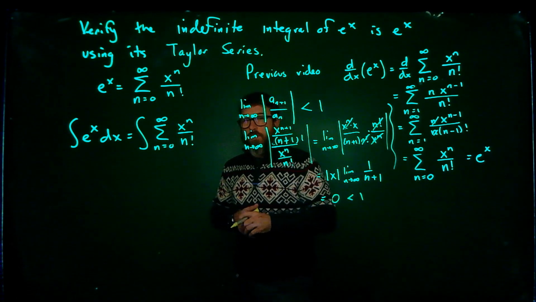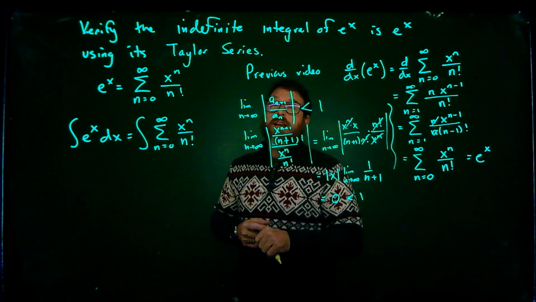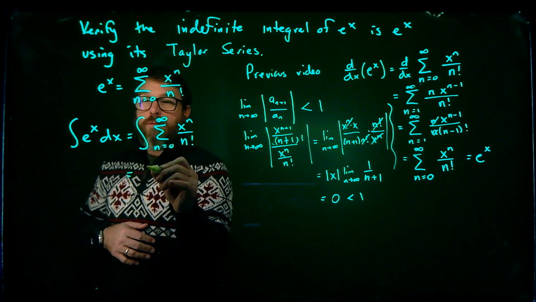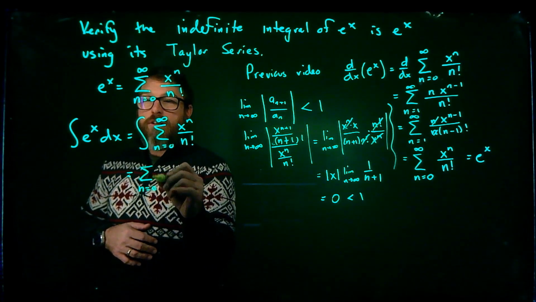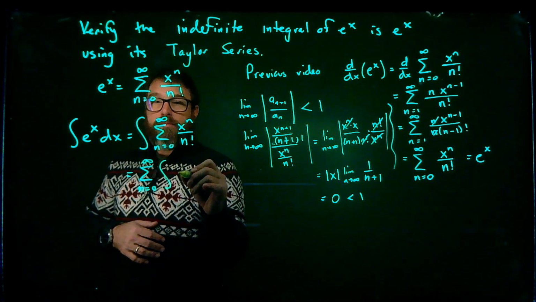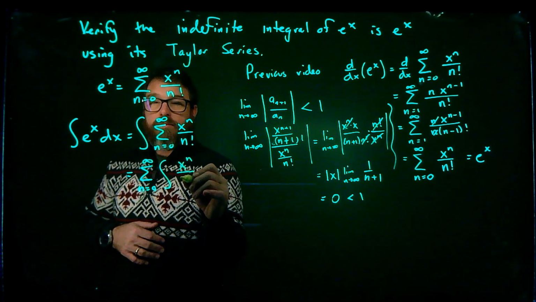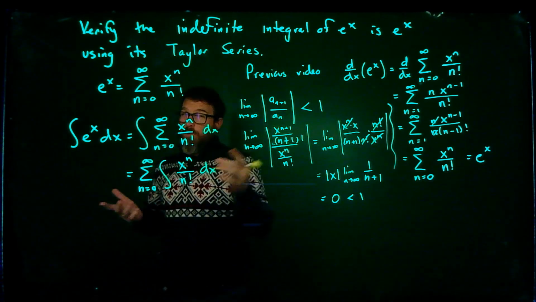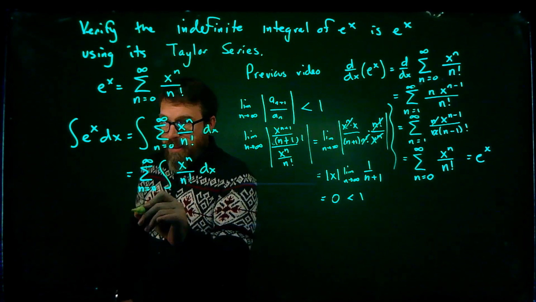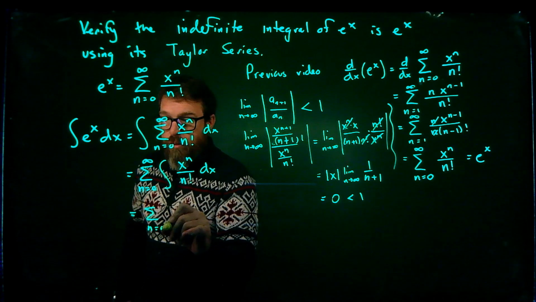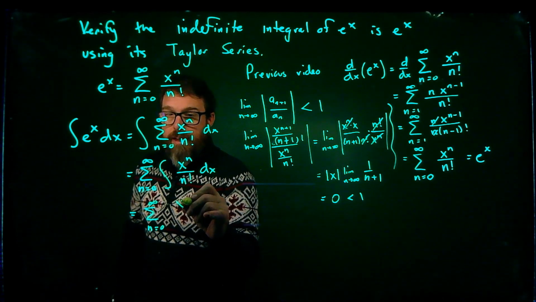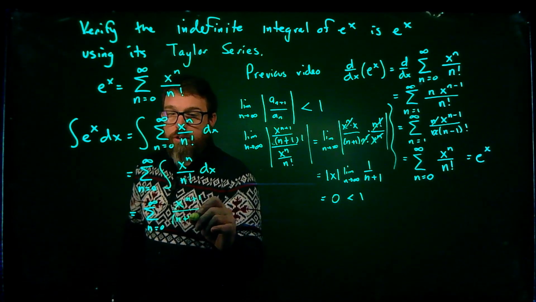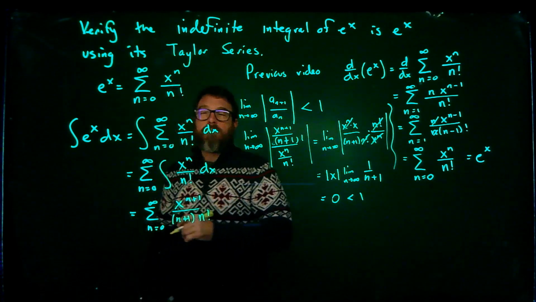So that means the interval of convergence is going to be minus infinity to infinity, verifying that this is a convergent series. So since it's a convergent series, this allows me to interchange the summation and this integral. Now, I do something very similar. I'm going to add 1 to that power and divide by this. So now this is going to be the summation from n equals 0 to infinity of x to the n plus 1 all over n plus 1, and then we're going to have an n factorial.